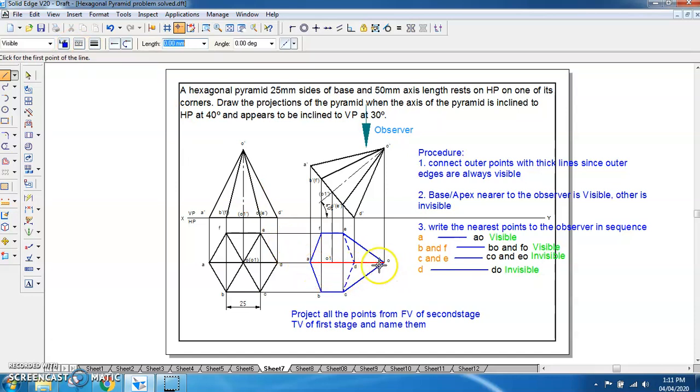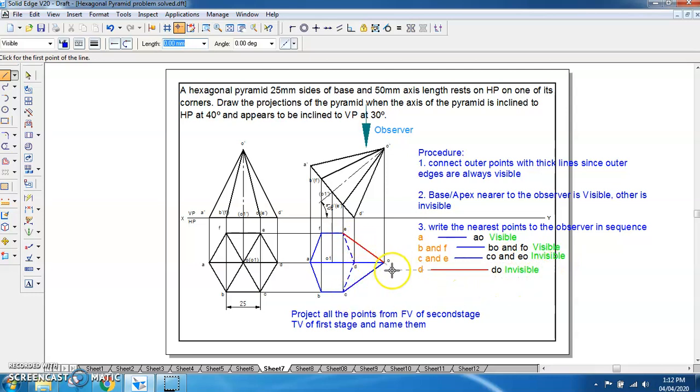It is overlapping DO. So there is no point in marking DO as invisible because AO is overlapping DO, but as per procedure we have already marked it. Then the second farthest will be invisible. The second farthest are CO and EO, so CO and EO will be invisible.